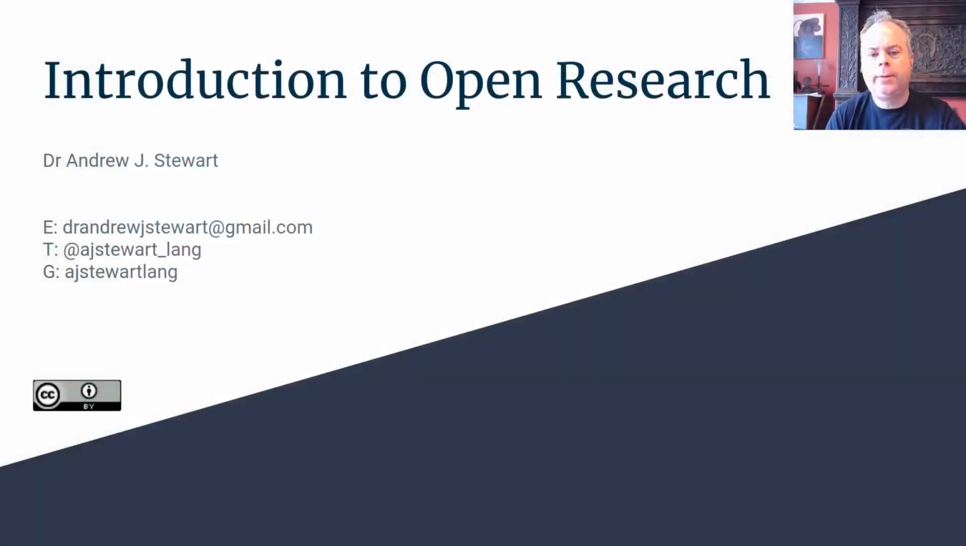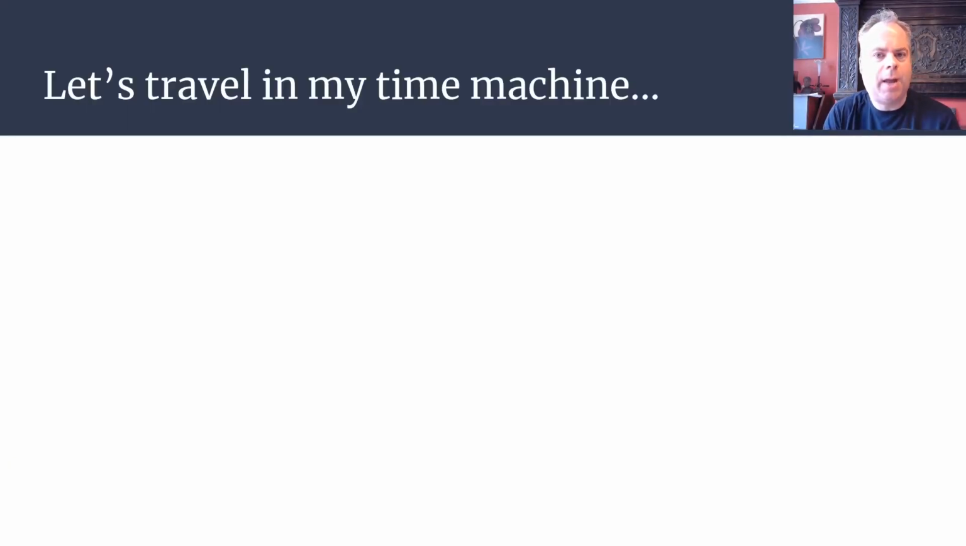In this video, I'd like to give you a brief overview of the history of the so-called replication crisis in the biomedical and life sciences, and talk briefly about the emergence of open research practices, which may be one way in which to improve how people do science. So first of all, we're going to start by jumping into my time machine.